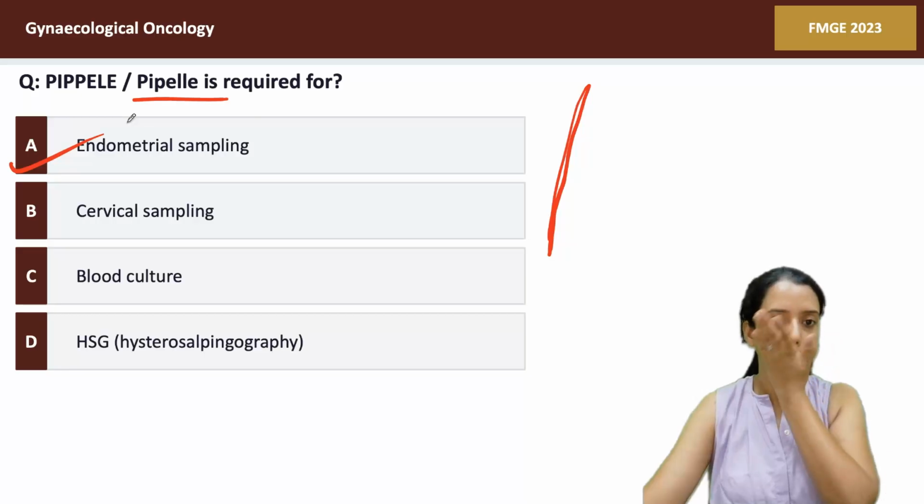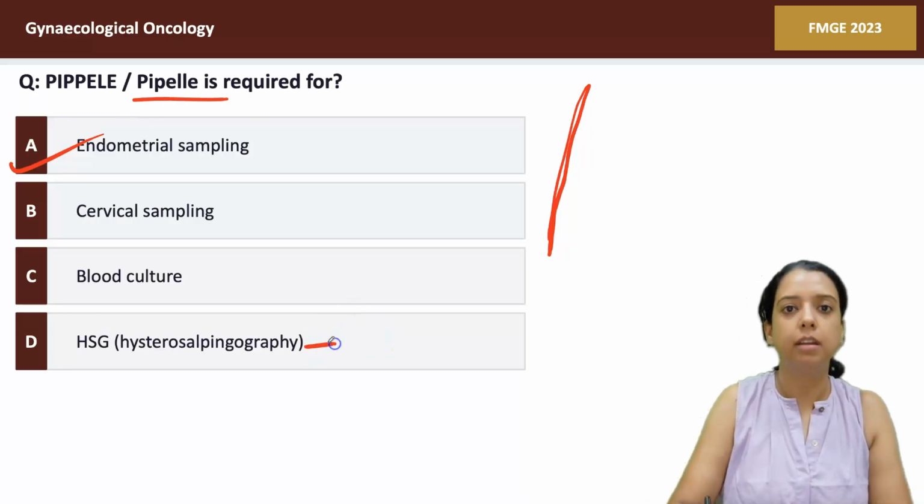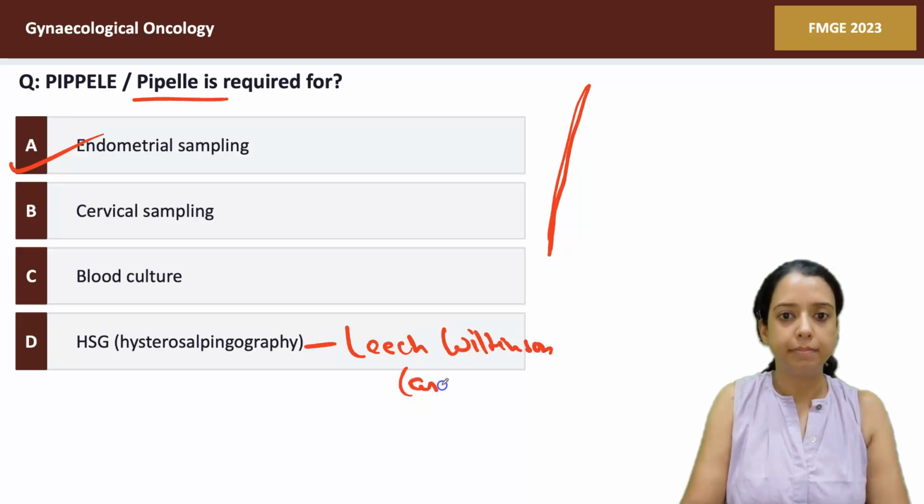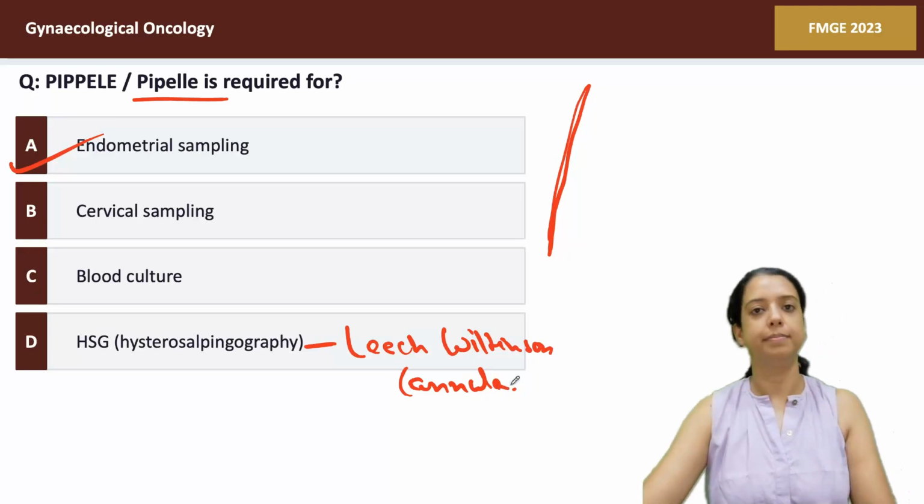Okay. What do we use for HSG? Use Leech Wilkinson cannula. That is used.